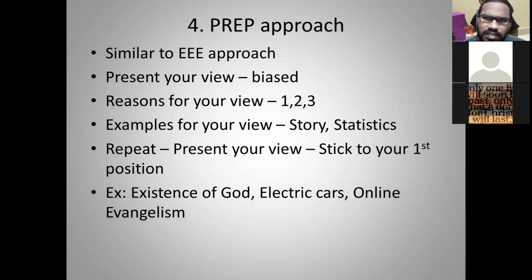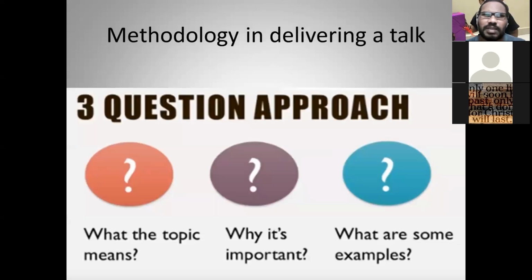So we can speak on the existence of God, electric cars, online events, a lot of things, and the methodology in delivering a talk, which we are going to see. There is also a three-question approach: what the topic means, why it is important, and what some examples are. These are the basic questions we can ask if we are asked to speak about a certain thing.